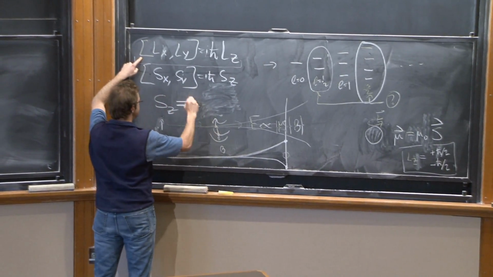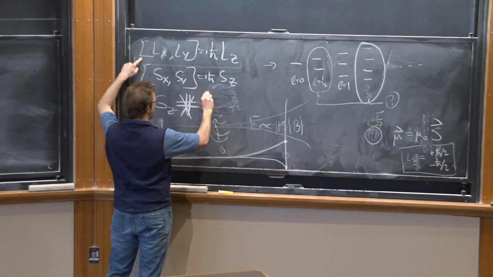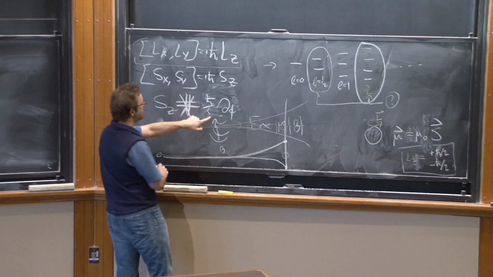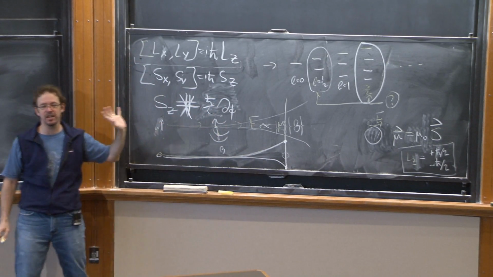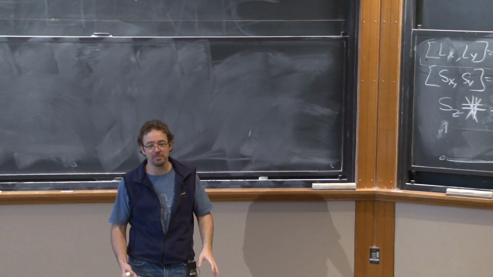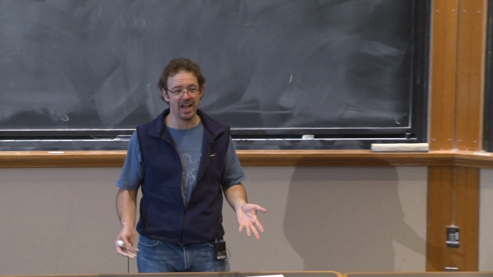Z does not have any representation in terms of h bar upon i d/dφ. It is not related to a rotation. It's an intrinsic form of angular momentum. An electron just has it. So at this point, you can ask me, look, what do you mean an electron just has it?